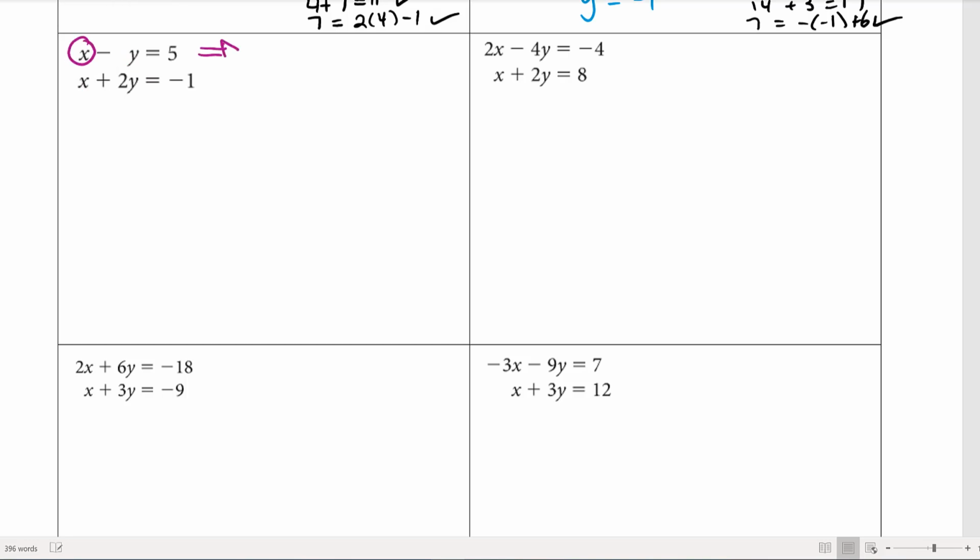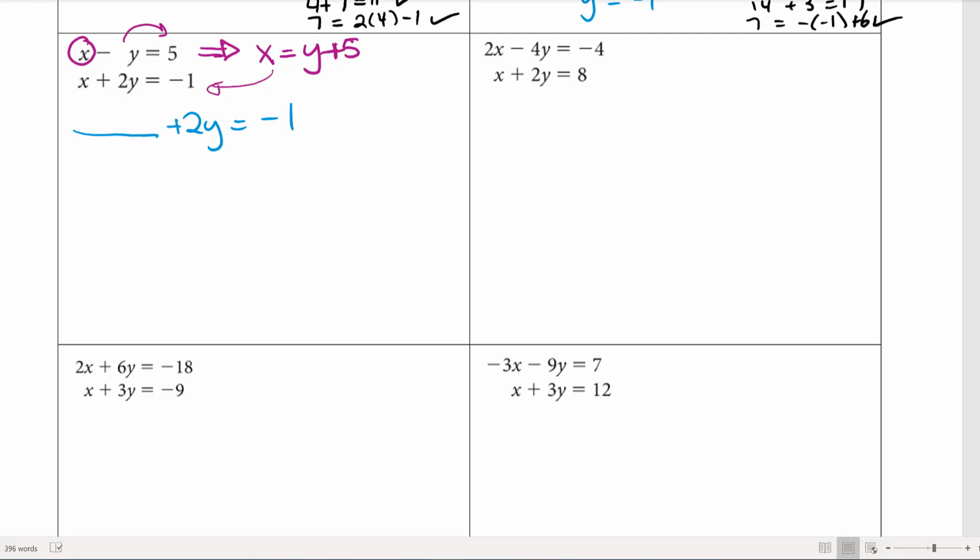So what I'm going to do is rewrite this equation as x equals. Who needs to get moved to the other side? Well, it's the y that needs to get moved. Now that's a negative y, because the negative always gets assigned to the guy behind it. So the negative y moves to the other side and becomes positive y. So this is my new equation. I'm going to take this and plug it into the other equation, which says x plus 2y equals negative 1.